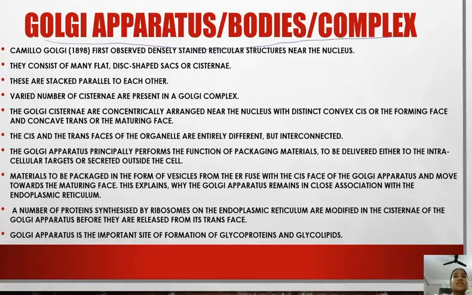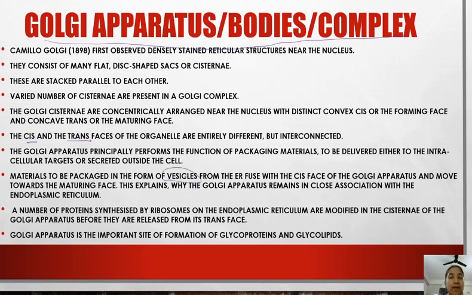Next thing, the Golgi cisternae are concentrically arranged near the nucleus with distinct convex or cis, the forming phase, and concave or trans, the maturing phase. The cis and the trans phases, which are basically the two faces of the organelle, are entirely different but interconnected. The Golgi apparatus principally performs the function of packaging materials to be delivered either to intracellular targets or secreted outside the cell. Materials are packed in the form of vesicles.